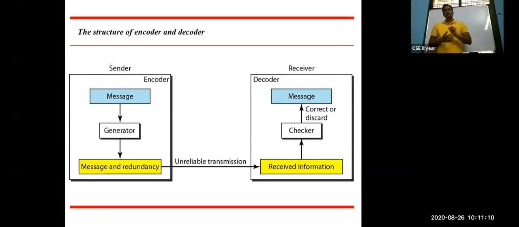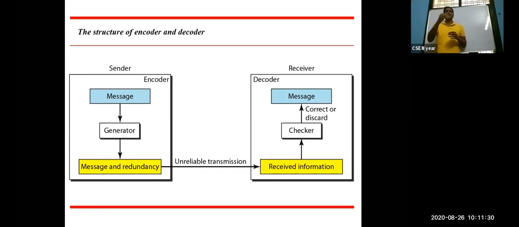On the sender side, there is a message, a blue rectangle, which you call the original message. The original message is put into something called a generator. What is the role of a generator? The generator generates additional bits that are supposed to be appended to the original data. Redundant bits are generated by the generator.